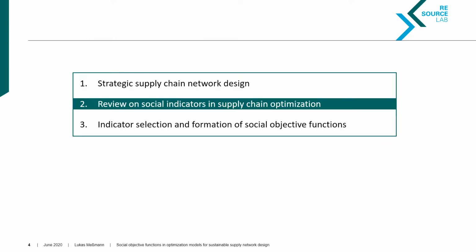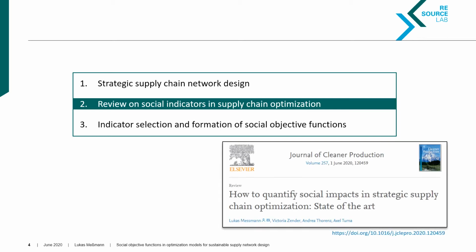Ultimately, our goal is to integrate the social dimension adequately into this kind of decision problem and optimization model, which is point 3 on this agenda. But before that, we conducted a review of 91 articles in the field of strategic network design that have not only economic and environmental, but also a social objective function. And we looked into how the social dimension, how social indicators are integrated here.